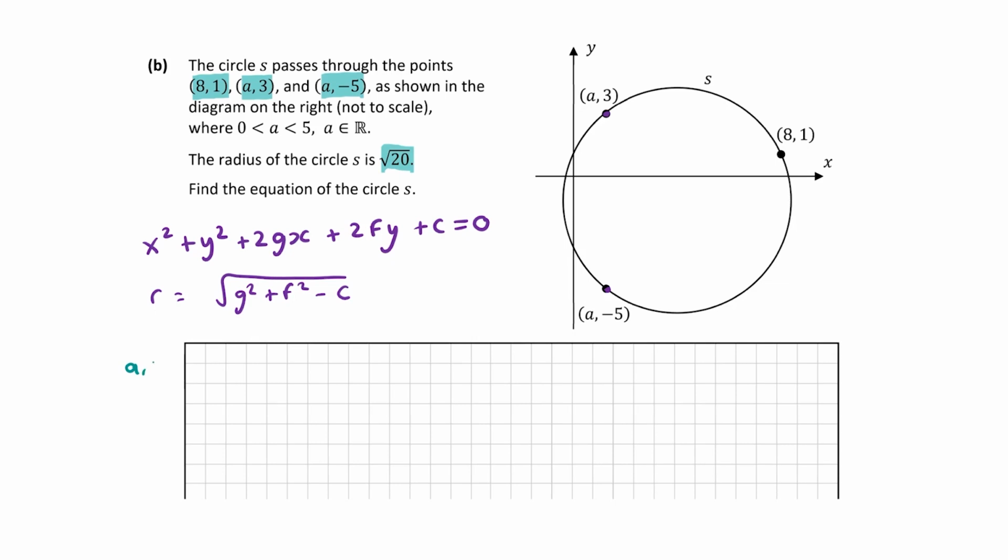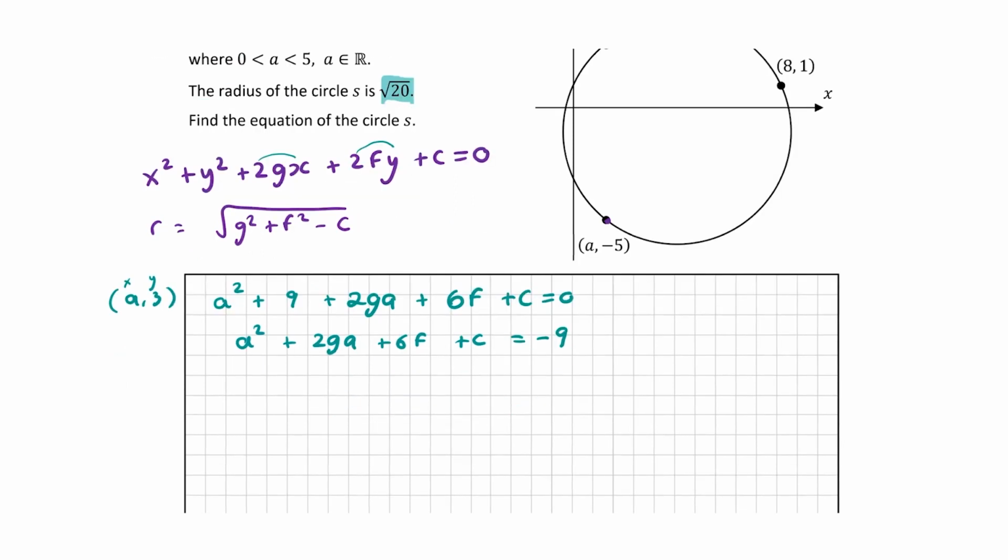So I'm going to fill in for (a, 3) first. So a is x and 3 is y. So we have a squared plus 3 squared, which is 9, plus 2gx. So that's 2 times x by g, but here it's just 2ga, plus 2fy, which is 2 times y by f, and 2 times y is 2 times 3, which is 6. So we have 6f plus c, which we don't know, is equal to 0. So I'm going to write that as a squared plus 2ga plus 6f plus c is equal to minus 9.